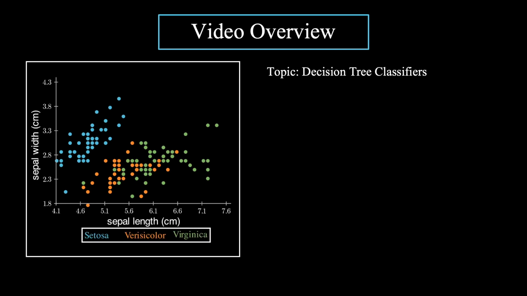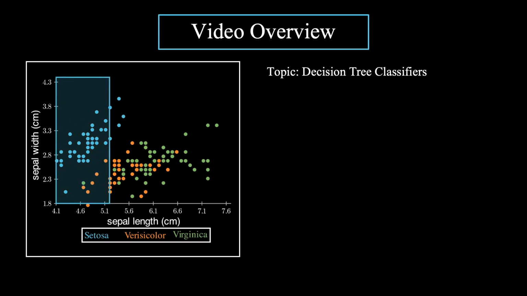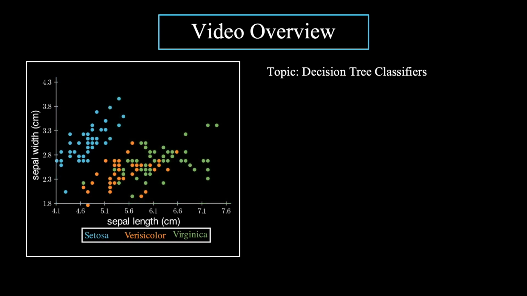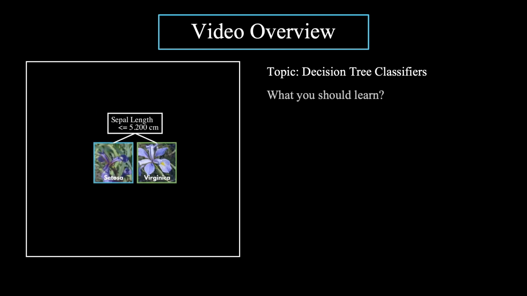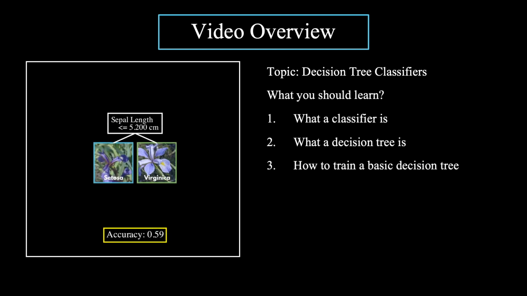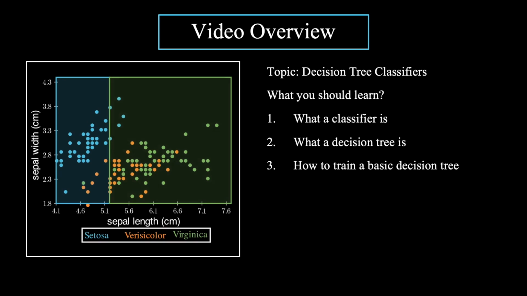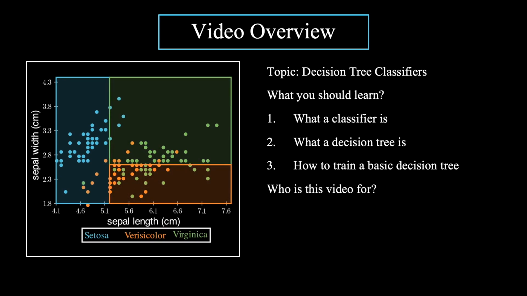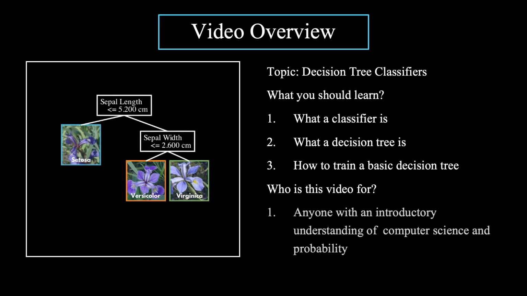Hi, I'm Alec, and today I want to talk about a fundamental algorithm in machine learning called a decision tree classifier. By the end of this video, you should walk away understanding what a classifier is, what a decision tree is, and how to train a basic decision tree classifier. This video is for anyone with an introductory understanding of computer science and basic probability.